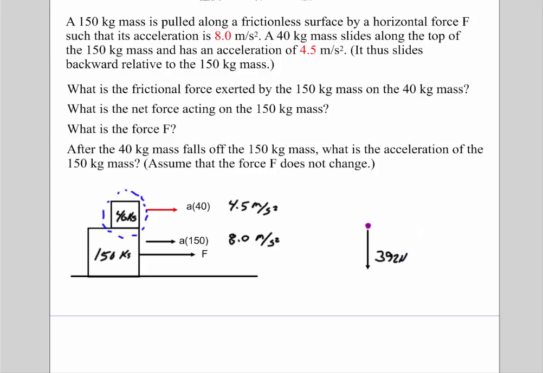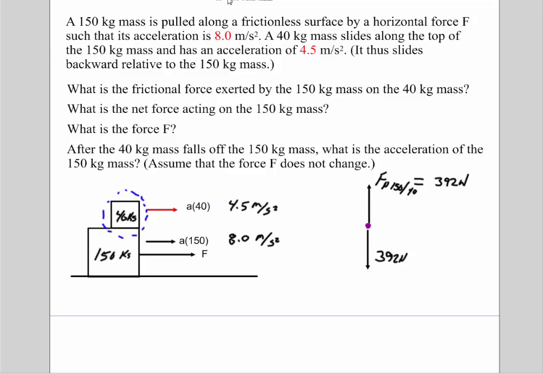Now going back up will be our normal force. Our normal force is going to be the force that the 150 is pushing back up. So we'll call that force normal, and I like to do 150/40, meaning the 150 is pushing back on the 40, and we will give that value also 392 newtons, because we know the object is not accelerating down or accelerating up.